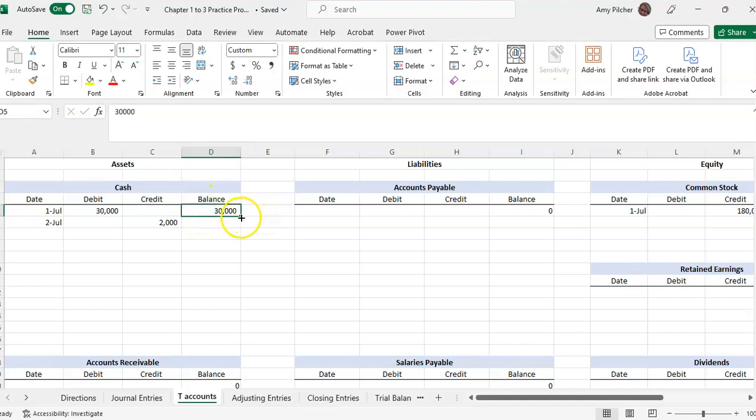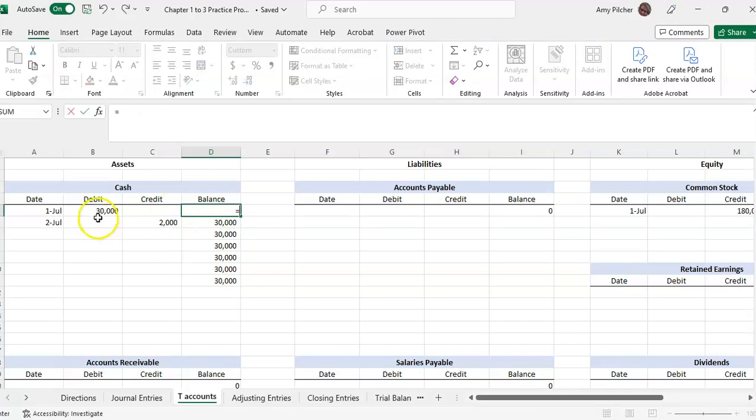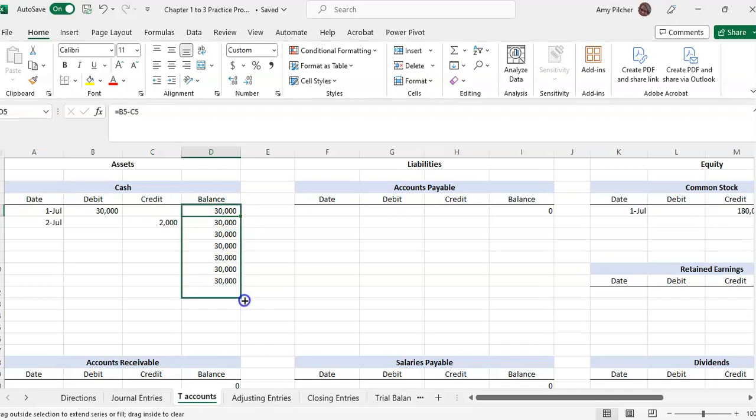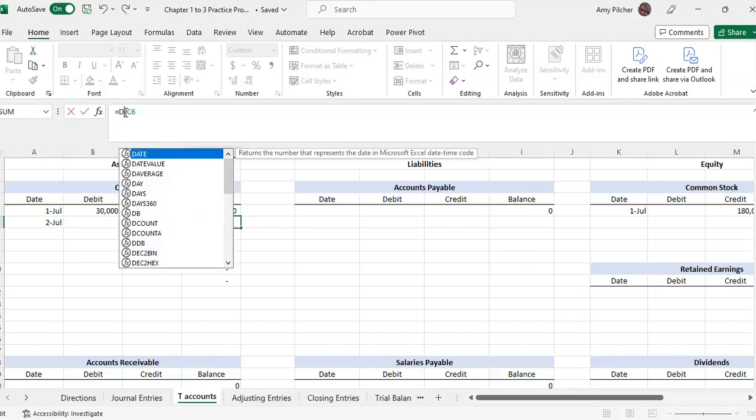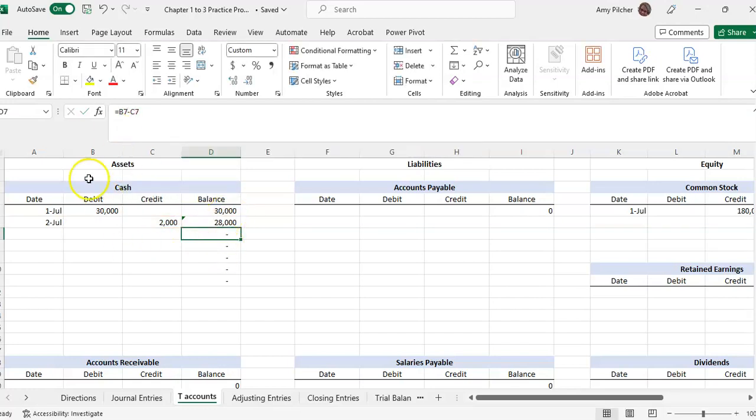If I want my balance to update, I'm going to copy this formula down so it automatically updates. And oh, I messed that up when I put the comma in. Debit minus credits equals the balance. Now I can pull it down and it'll work. That didn't actually work. C5, the balance minus credits. There we go.